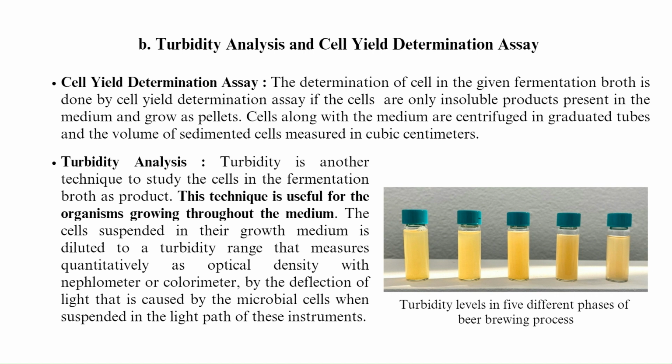Turbidity analysis. Turbidity is another technique to study the cells in the fermentation broth as product. This technique is useful for organisms growing throughout the medium. The cells suspended in their growth medium are diluted to a turbidity range that is measured quantitatively as optical density with a nephelometer or colorimeter, by the deflection of light that is caused by the microbial cells when suspended in the light path of these instruments.